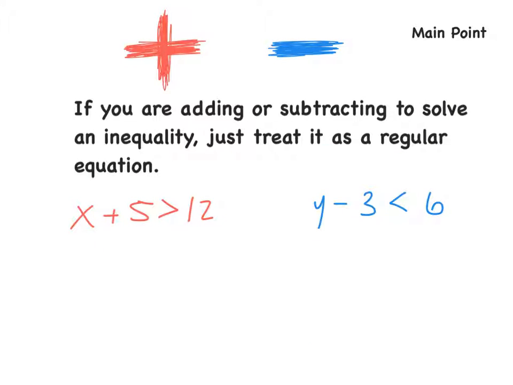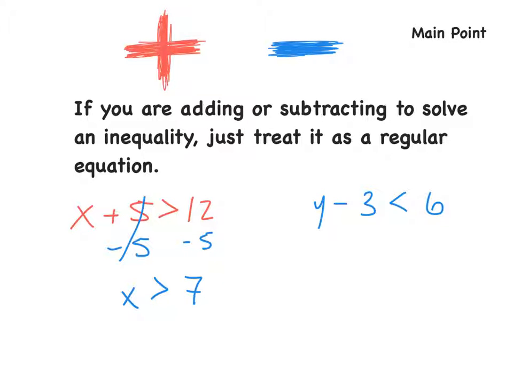So here's the main point. If we are adding or subtracting to solve an inequality, just treat it like a regular equation. So remember, if it's just x plus 5 is equal to 12, what's the one thing that we're supposed to do? Always add the opposite. What's the opposite of plus 5? The opposite is minus 5. So subtract 5 from both sides, and x is greater than 12 minus 5, which is 7.